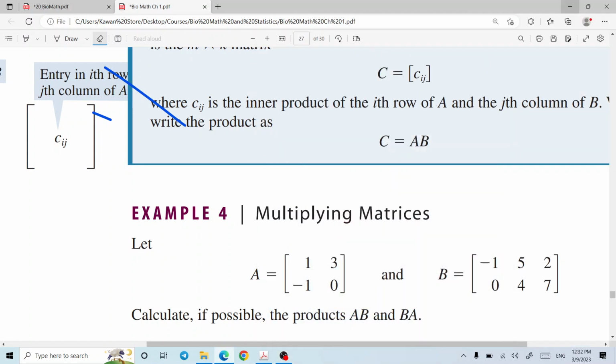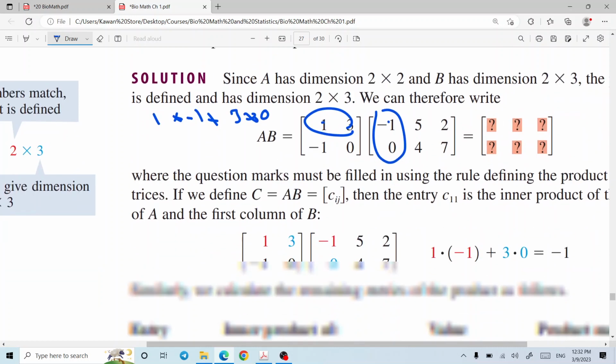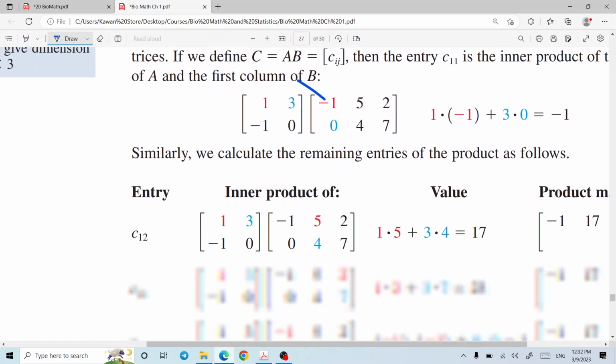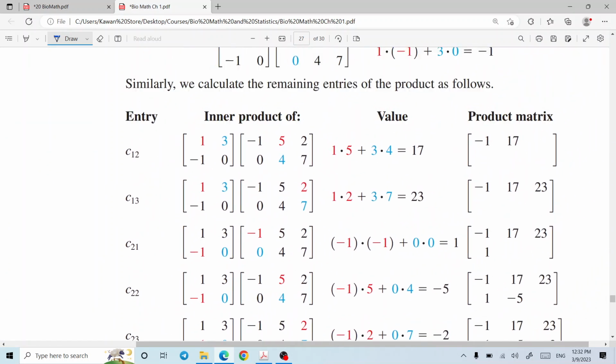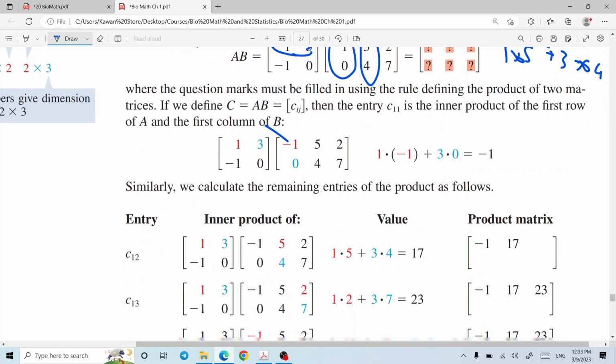Look here again. I'm going to follow the instruction here. We are going to multiply by the first column, right? So 1 by minus 1 plus 3 by 0, so I'll get minus 1. Good. Then we will do every single step together. Again we multiply here, so I'll get 1 by 5 plus 3 by 4, which is equal to 17, and so on.